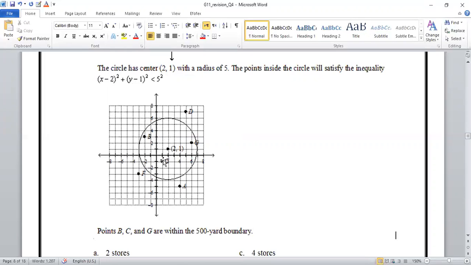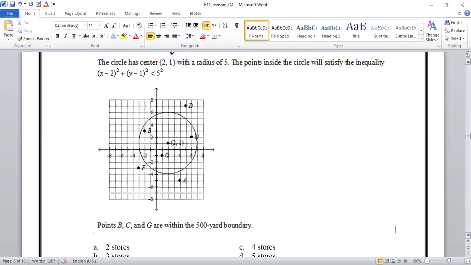If we substitute each of these points, we can apply this inequality. Point P is located at (-2, 3). We can substitute and check this inequality. And for point C (1, -1) and point G (6, 2), we can check by using this inequality.